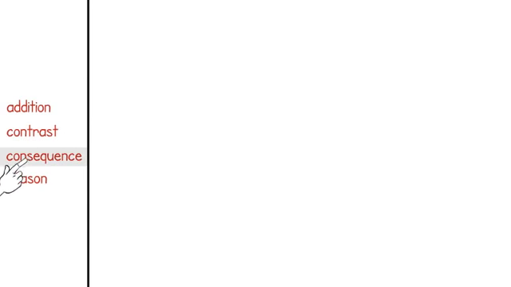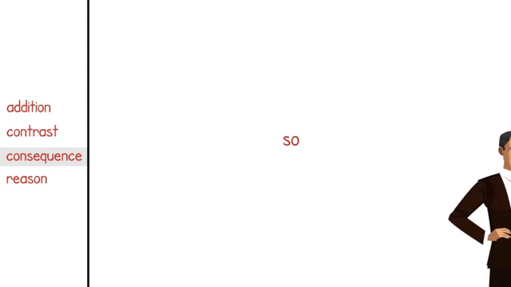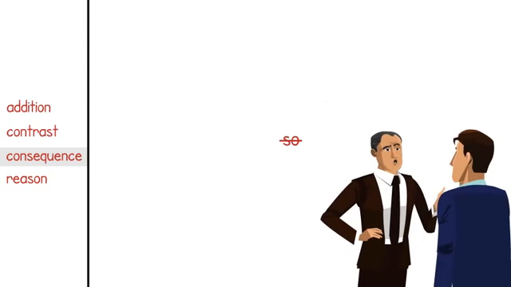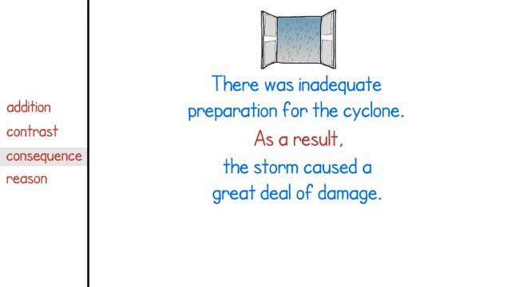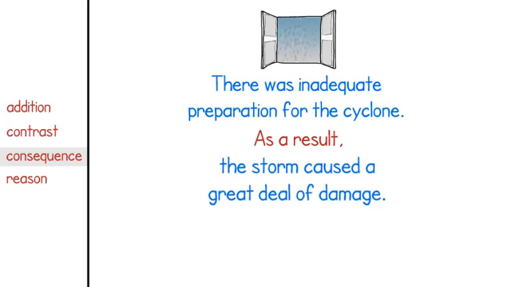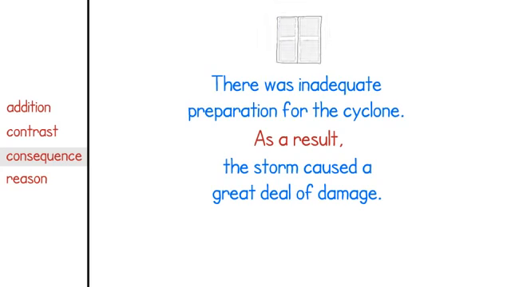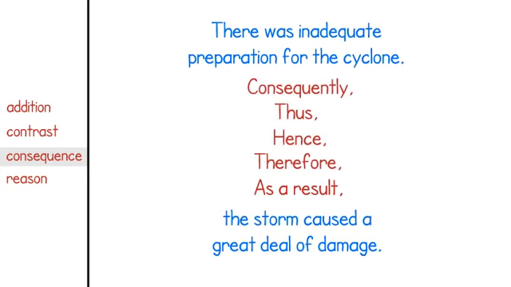Now let's turn to linkers related to consequence, like so. Again, so is a fairly informal word, and for academic writing we might choose alternatives. For example, there was inadequate preparation for the cyclone. As a result, the storm caused a great deal of damage. On the screen are some other ways we could say this, using consequently, thus, hence, and therefore. Notice in these examples that the words or phrases related to consequence start a new sentence and are followed by a comma.